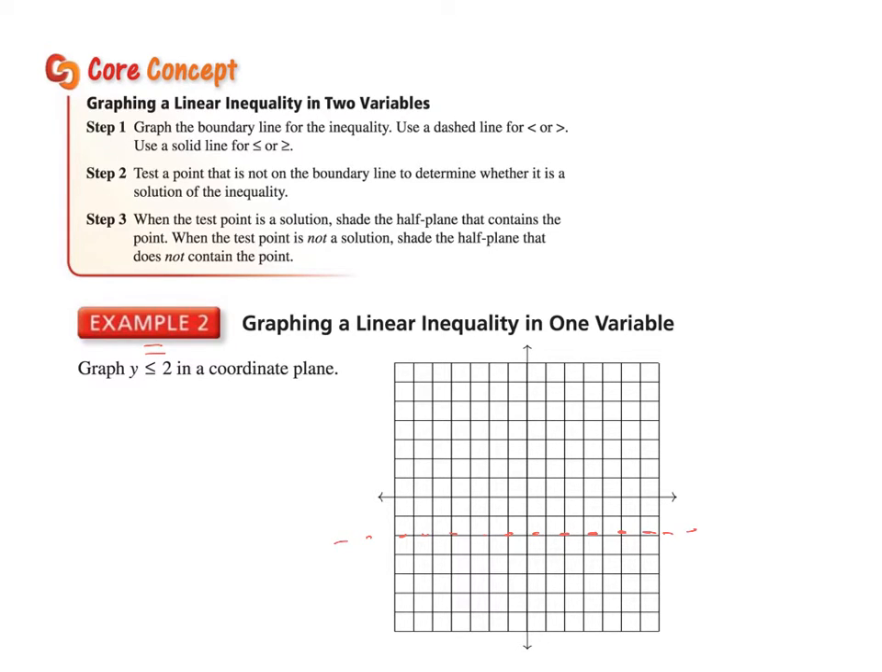Now there's two questions you have to ask yourself. It says less than or equal to. So if there's an equal sign there, that means it's a solid line. If there was no equal sign there, then it would be a dashed line. Then it says less than. So is less than above the line or is it below the line? It's going to be below. So you would just color this all in.